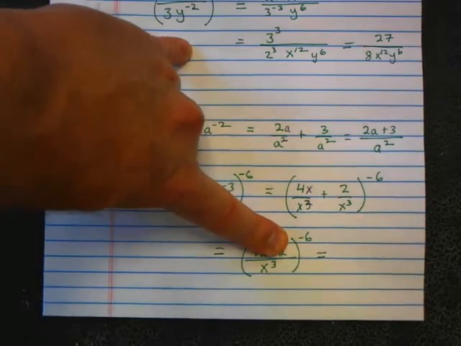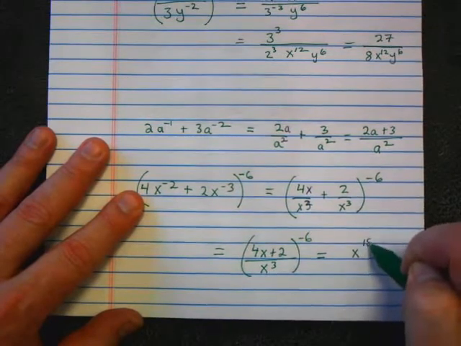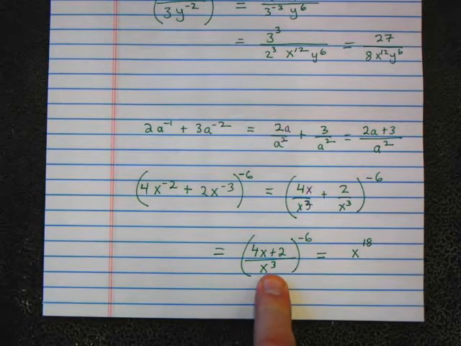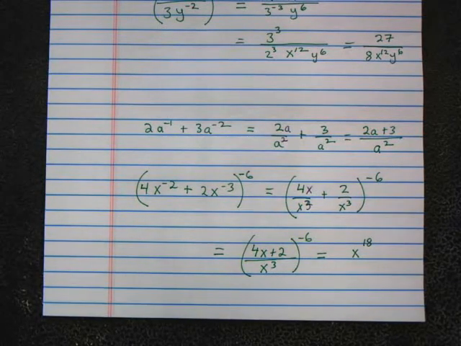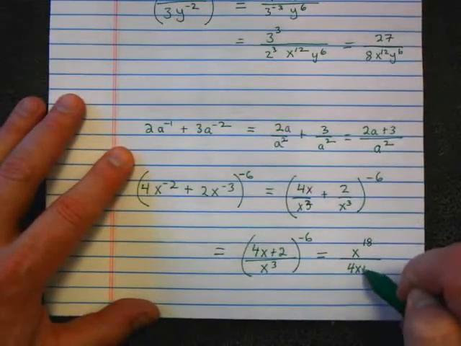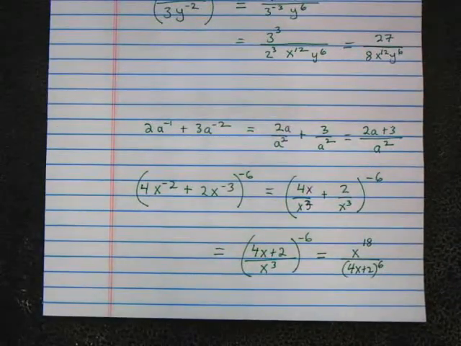So I think I would write my final answer as x to the 18, because when I multiply this, I'm going to have a 3 times a negative 6. That's going to be a negative 18 down on bottom. Down on bottom with a negative that moves to the top. Over 4x plus 2 to the 6th, and I definitely do not want to try to FOIL that thing out 6 times. It would be a big, long, ugly mess. I would leave it just like that.